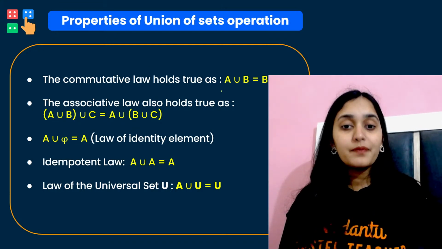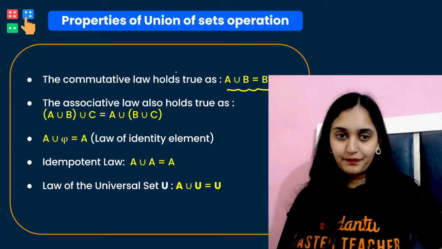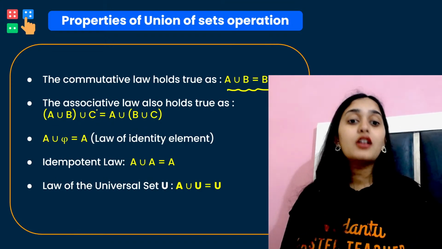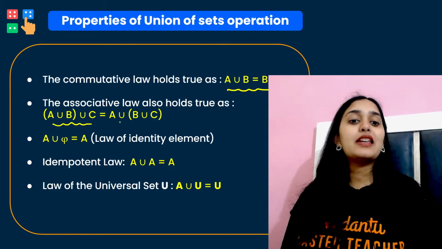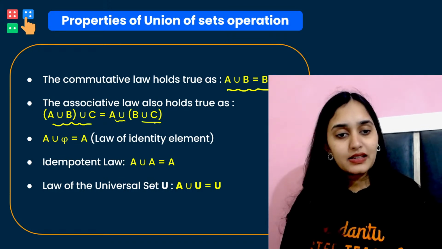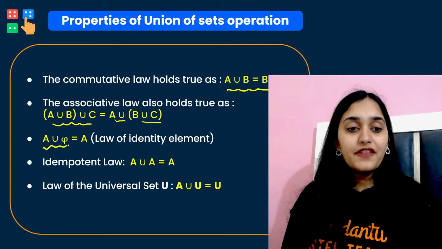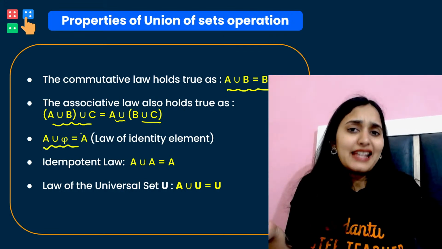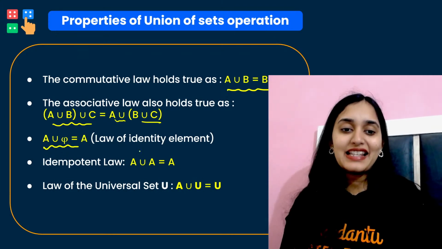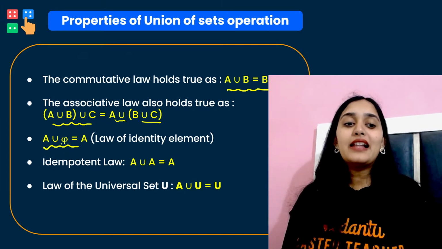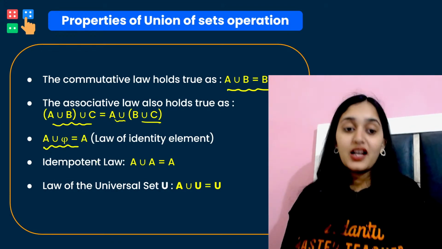Law number 1. A union B is always equal to B union A. Associative law also holds true. A union B union C is equal to A union B union C. Law of identity elements. Union of a set with null set, that is phi, nothing, will be what? Obviously the set itself, because null set contains nothing. So even if you combine it, you will get the same set itself.